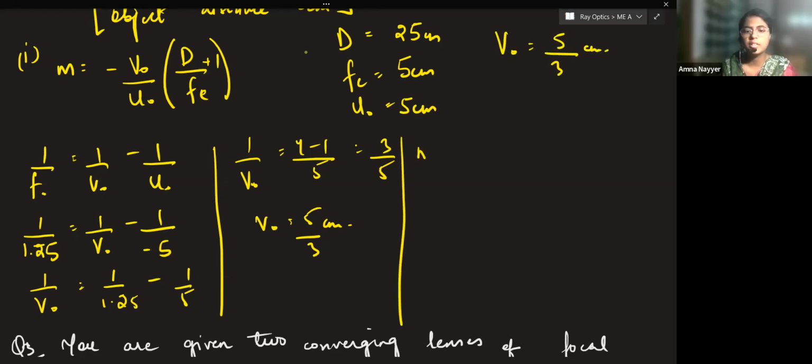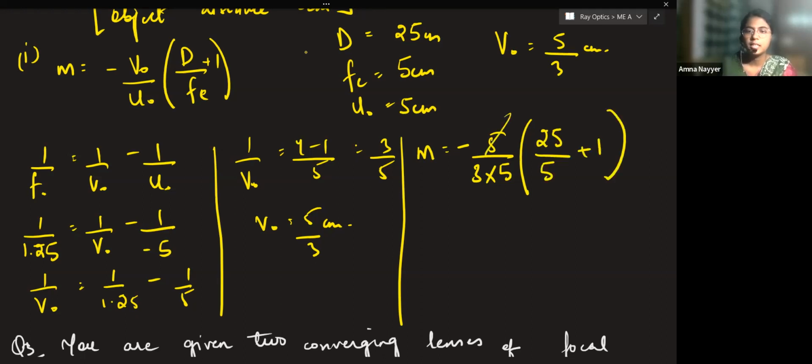So in magnification formula, put minus 5 by 3, U is 5, D 25, FE 5 plus 1. This gets cancelled. This is 5. So how much is left? 5 plus 1, this is 6. Right? So 6 by 3, that gives you minus 2. This will be your answer for this.